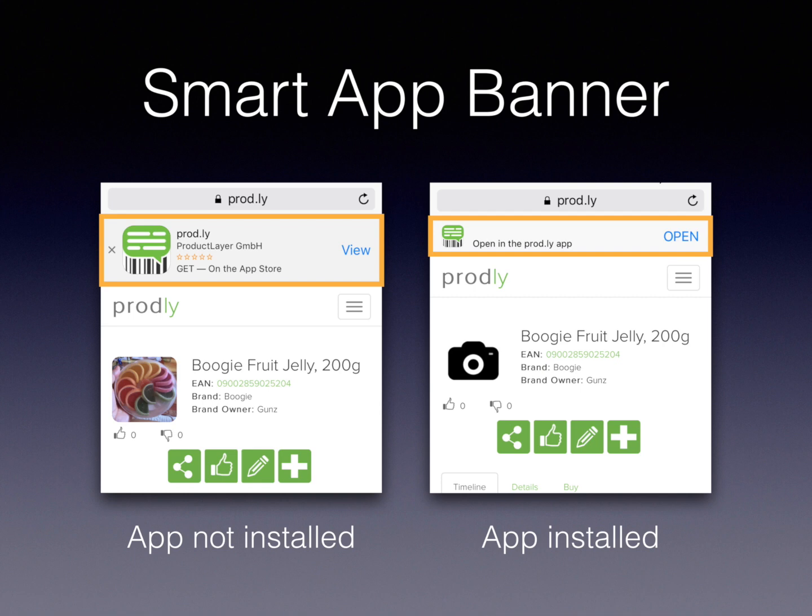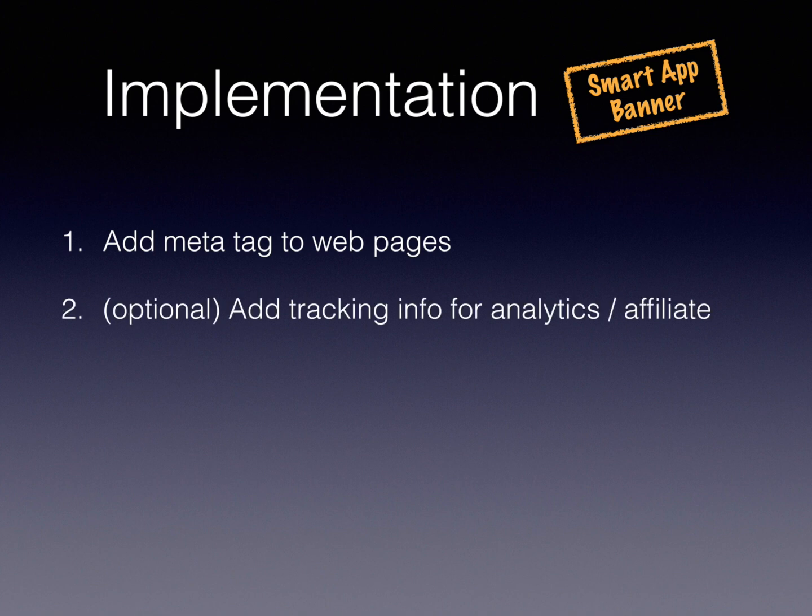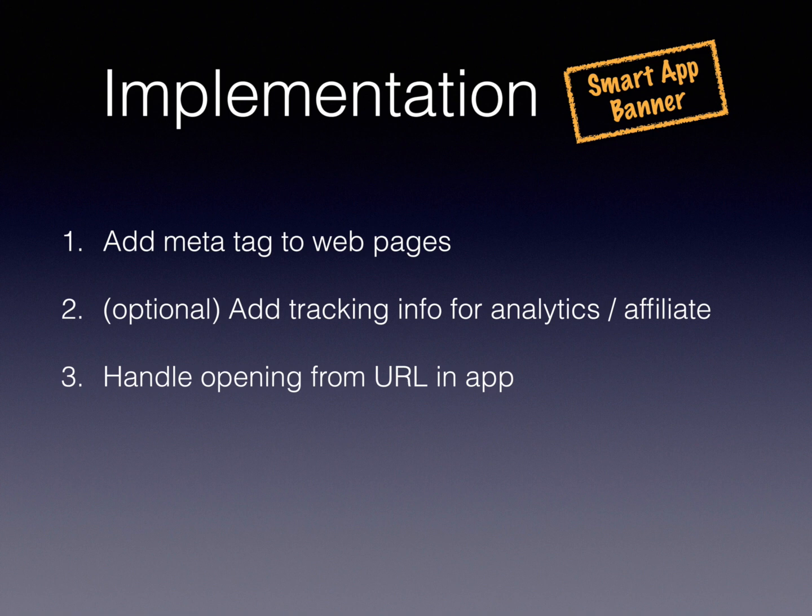So to implement it, it's very easy. It's no code necessary initially. You just put a meta tag at the top or in the head of your HTML code. Optionally, you can add tracking information for the analytics and the affiliate systems. And then inside the app, you need to handle the URL that you passed to navigate to exactly the same product that the user was on.